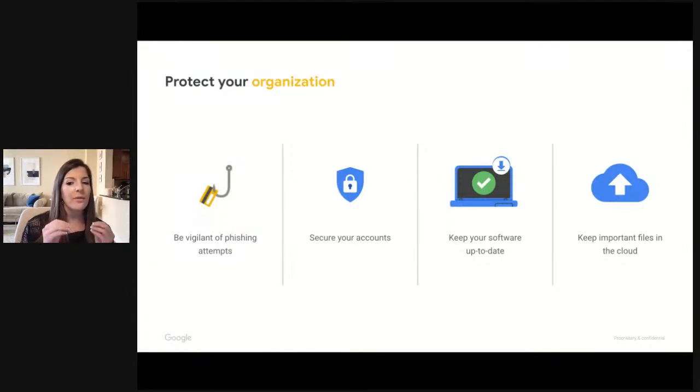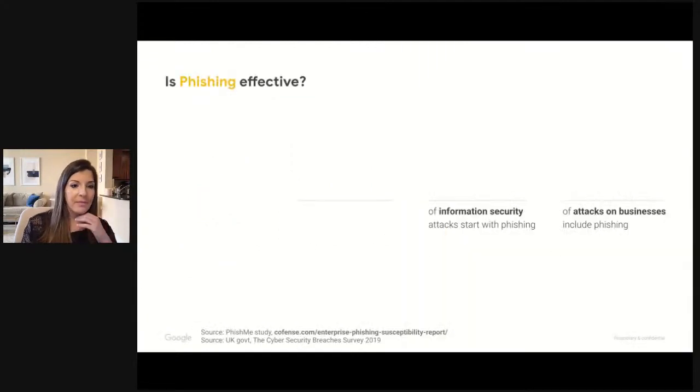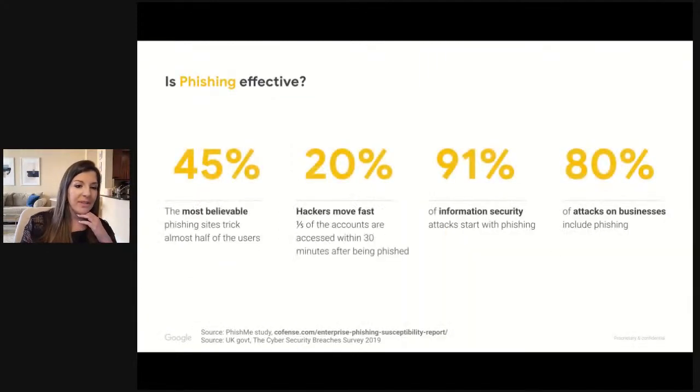There are 4 very actionable things that you can do to keep yourself accountable and keep your whole organization safe and protected. Those 4 things are: be vigilant of phishing attempts, secure your account, keep your software up to date, and keep important files on the cloud. So the first one, being vigilant of phishing attempts.